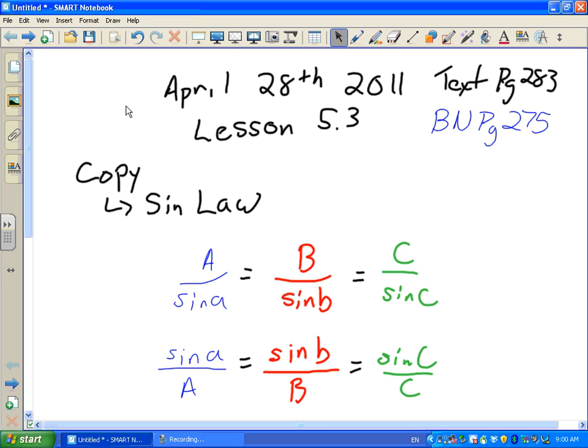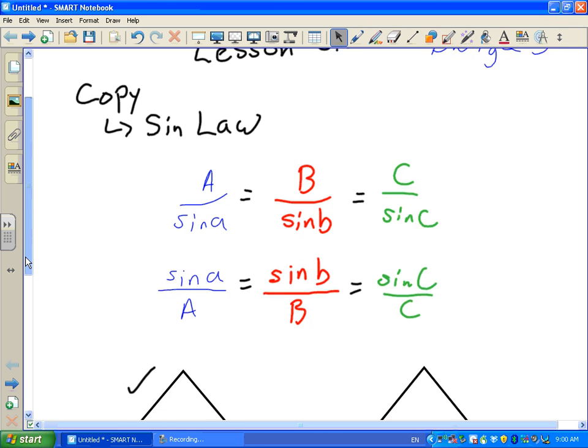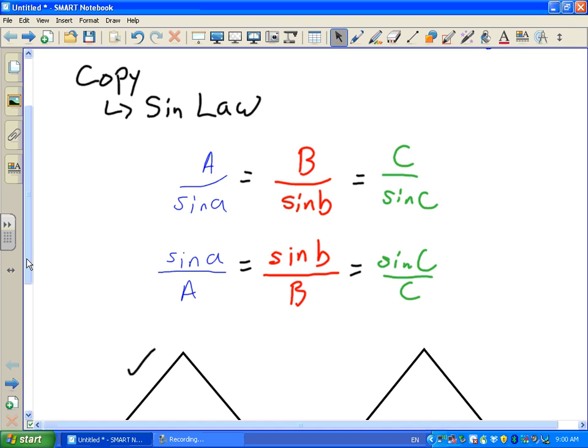Okay, today is April 28th, 2011. We're on lesson 5.3, textbook, page 283, and your blue notebook, page 275. You guys have a quiz on Friday. It's going to include all of our trigonometric ratios and today's stuff, sine law.